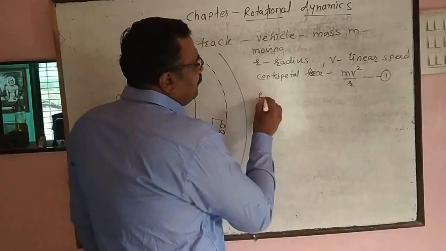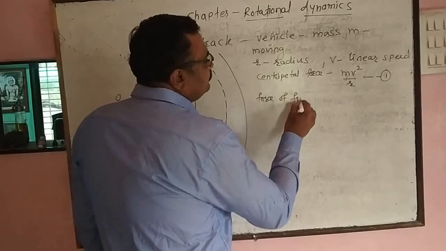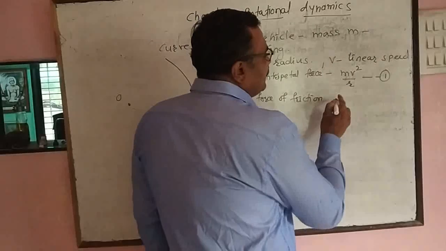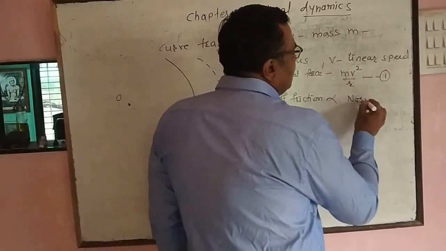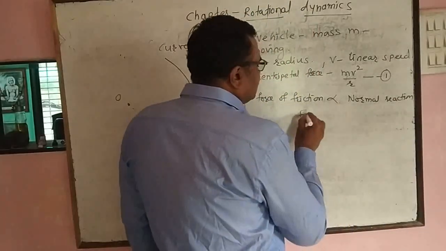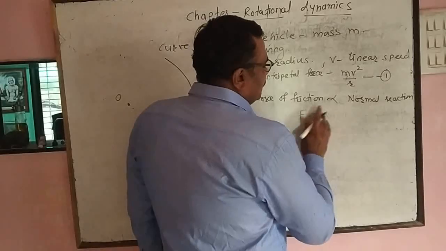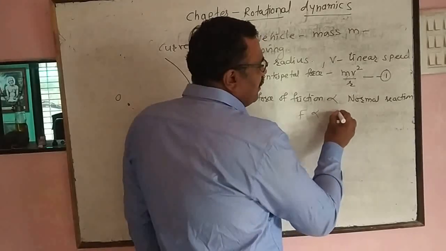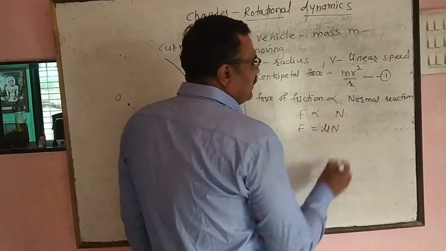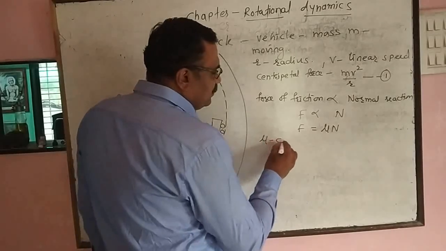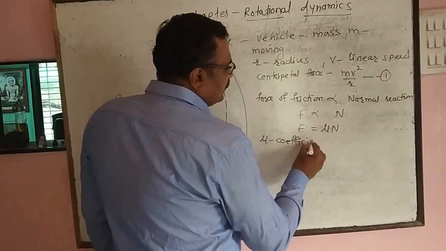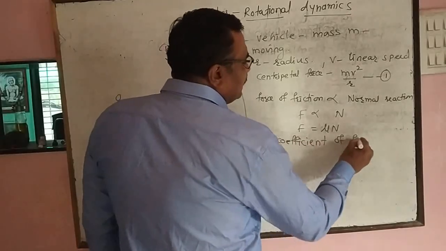We calculate the force of friction. According to the law of friction, this force of friction is directly proportional to normal reaction. Suppose the force of friction is denoted by F. Therefore, F is directly proportional to normal reaction. Therefore, F is equal to mu into N. Here this mu is known as the coefficient of friction.